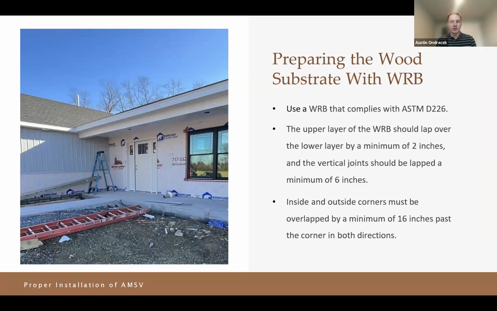Preparing the wood substrate with WRB, or that water resistive barrier, making sure it's all compliant with ASTM testing, in this case D226. The upper layer of the WRB should lap over the lower layer by a minimum of 2 inches, and the vertical joint should be lapped a minimum of 6 inches.